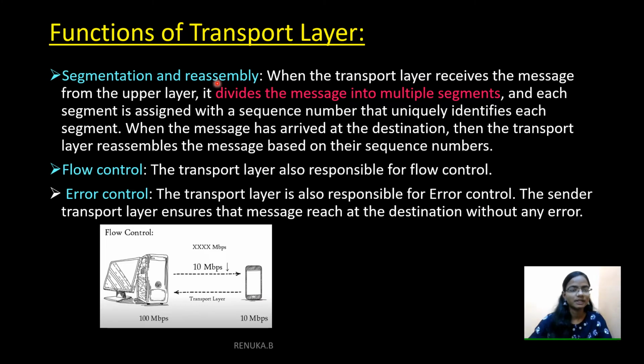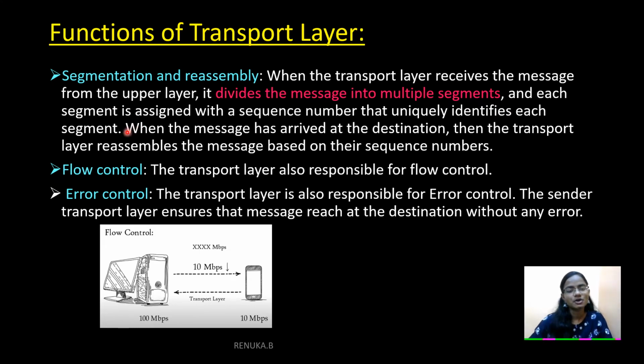Functions of transport layer are segmentation and reassembly. When a transport layer receives the message from the upper layer, it divides the message into multiple segments, and each segment is assigned a sequence number that uniquely identifies each segment.